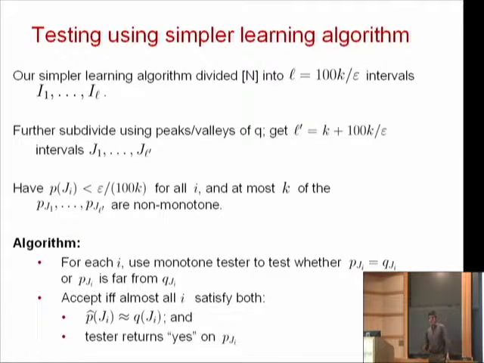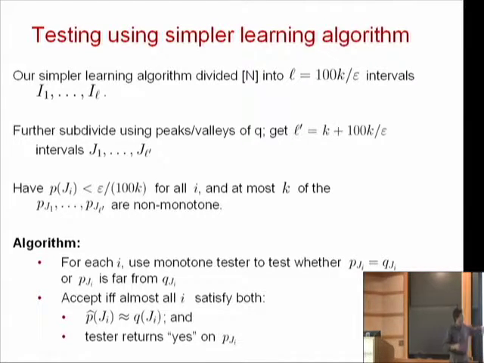And in a nutshell, just in one slide, the way we do it is we use our simpler learning algorithm. The first learning algorithm I showed you can be used as an ingredient in the tester. Why is that? Well, the simpler learning algorithm broke the interval up into a bunch of these small intervals, right? These little pieces. Most of those little pieces really are monotone. So I can run my monotone tester on most of those little pieces.